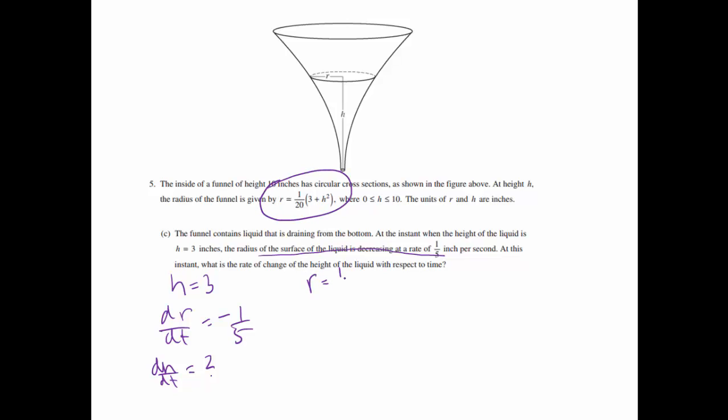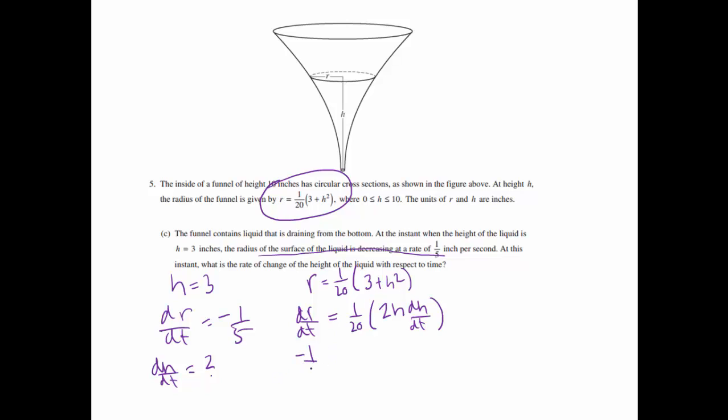So we'll have r equals 1/20 times (3 plus h squared). And we would like to take the derivative of that. So the derivative of r would just be dr/dt. The derivative of the right side, since 1/20 is a constant, it's just going to tag along. And then just take the derivative of the inside. The derivative of 3 is 0. The derivative of h squared will be 2h dh/dt. And then we are solving for dh/dt.